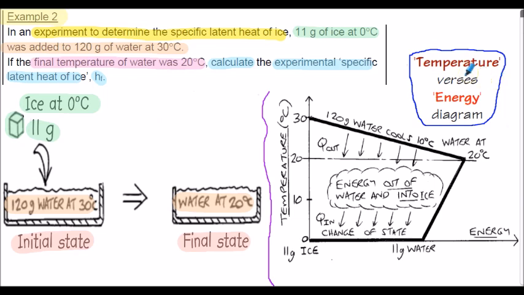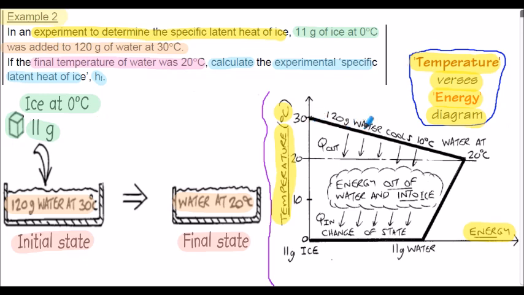As always, I suggest we sketch a temperature versus heat energy diagram. So temperature here, degrees C, heat energy here, Q in joules. And essentially what happens here is the 120 grams of water gives up some energy that's used to change the state of the small 11 gram block of ice, and then to raise the temperature of the 11 grams of what will be water to 20 degrees C.